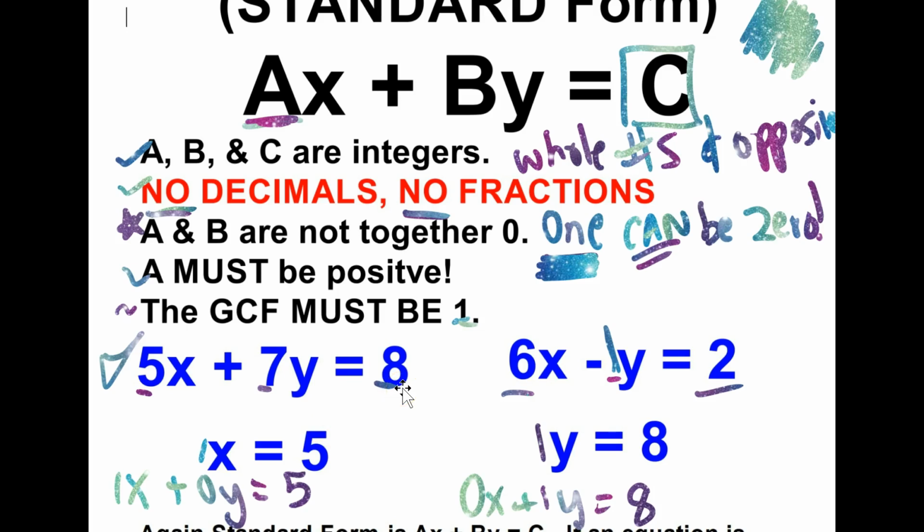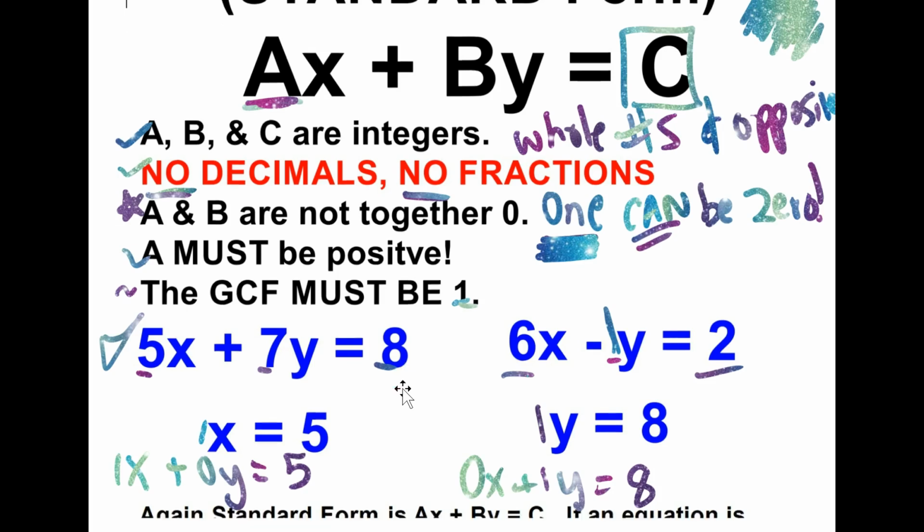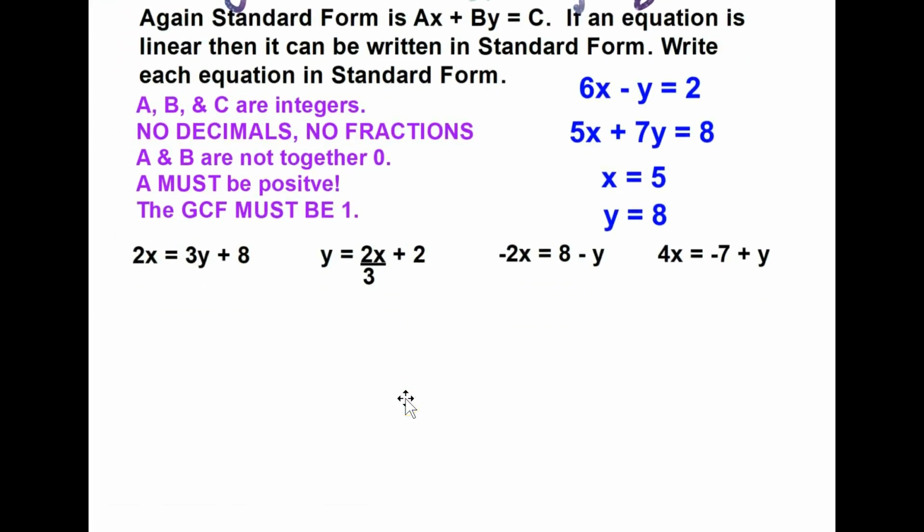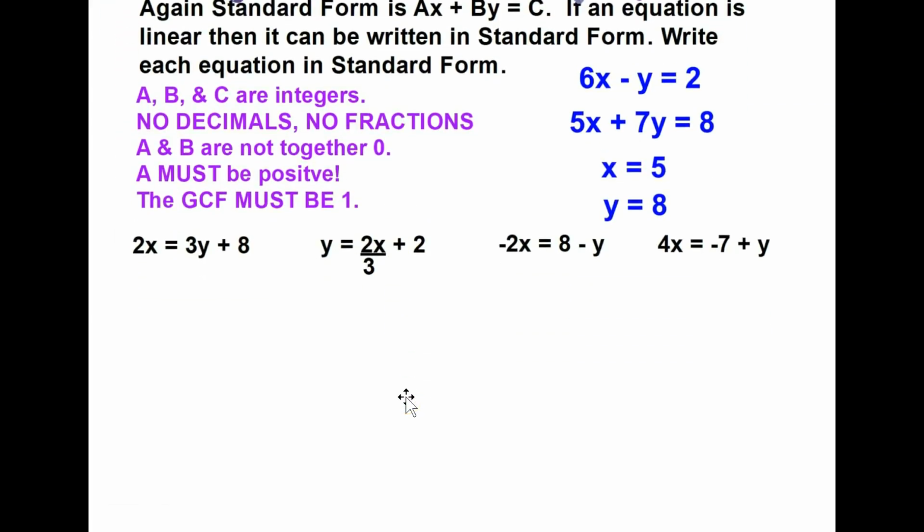So what we're about to go through, we're about to put some problems into standard form. That is what we're about to do. Let's go. All right. Again, standard form is ax plus by is equal to c. If an equation is linear, then it can be written in standard form. This is something you need to know. This is what's special about standard form. Every linear equation can be written in standard form.